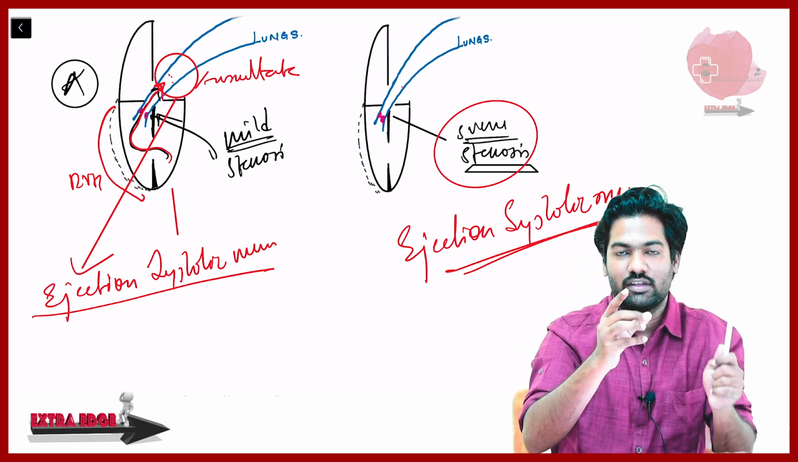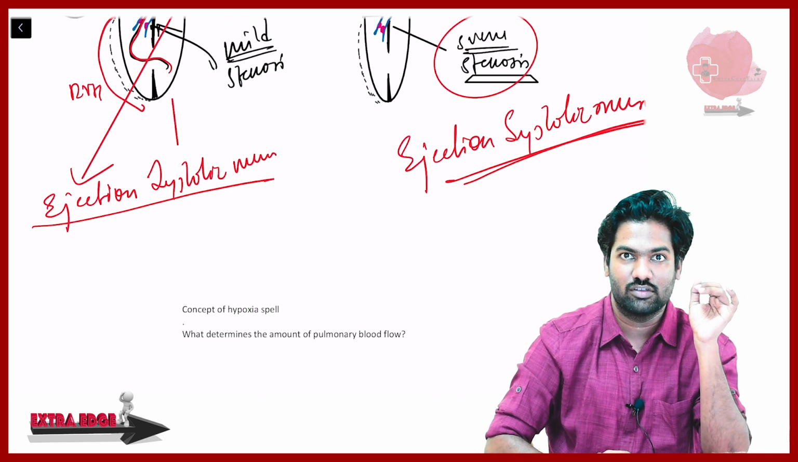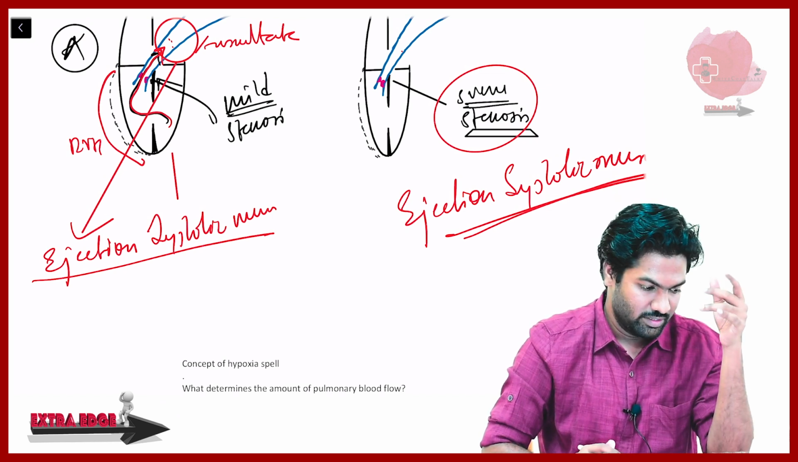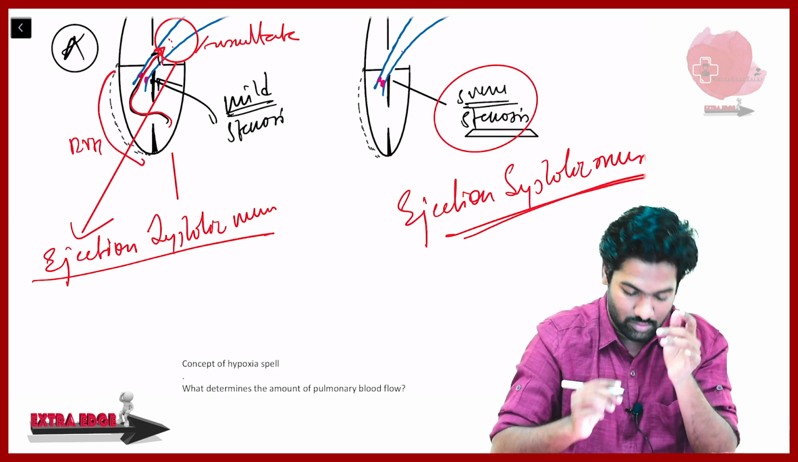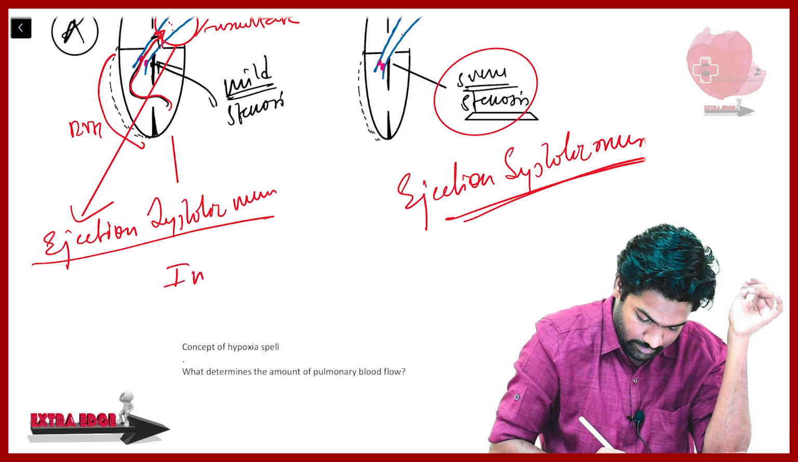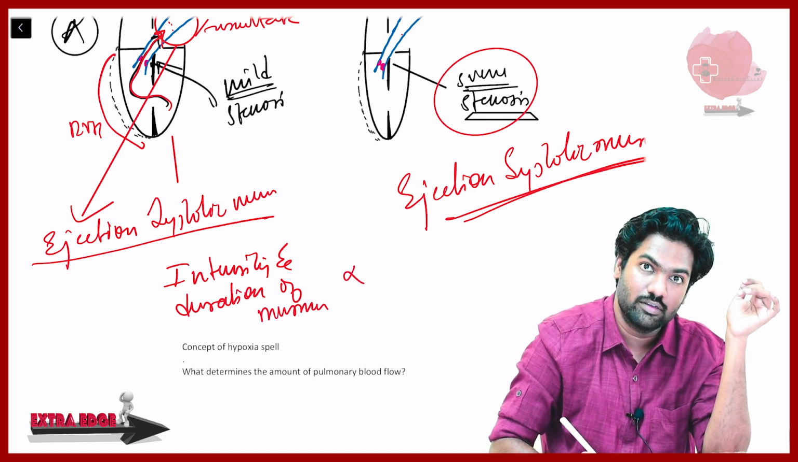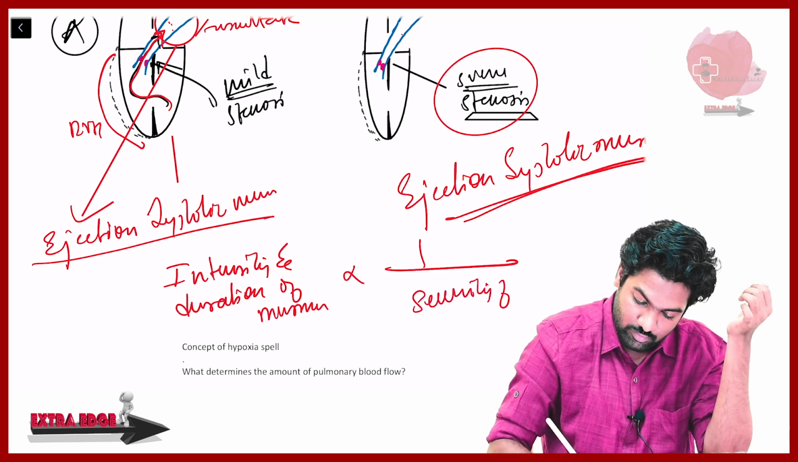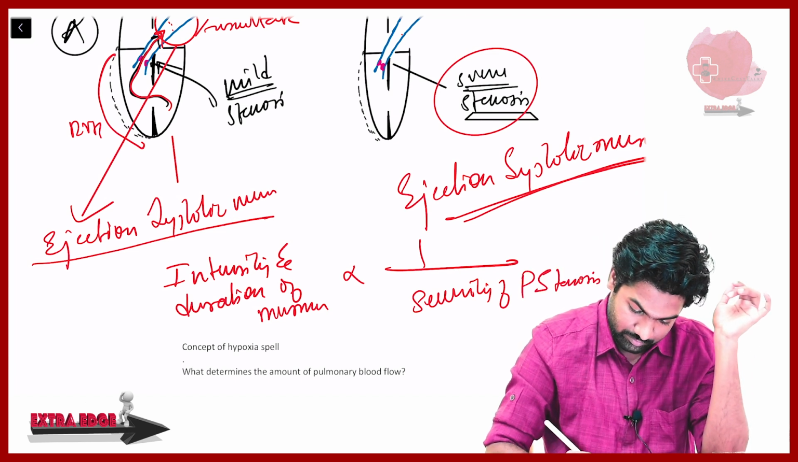That is when you are able to hear a long and loud ejection systolic murmur, better heard in mild pulmonary stenosis. Okay. So what is the correlation which we can get? That the intensity and duration of murmur is inversely proportional to severity of pulmonary stenosis. Okay. We'll write here: intensity and duration of murmur is what? Inversely proportional to severity. Okay, if I write PS anywhere, it is going to be pulmonary stenosis.